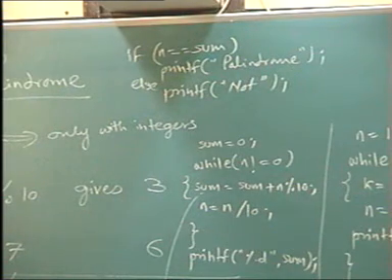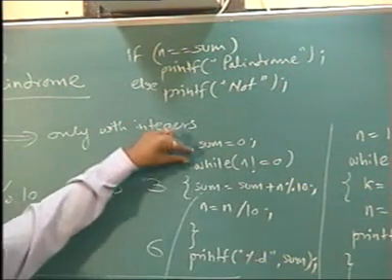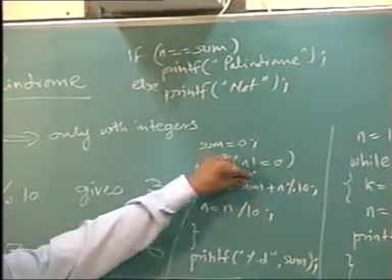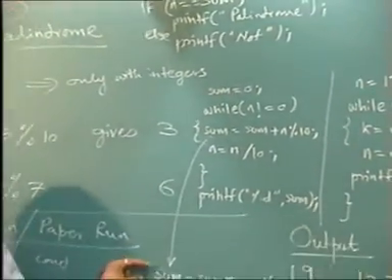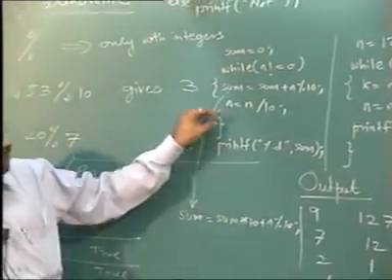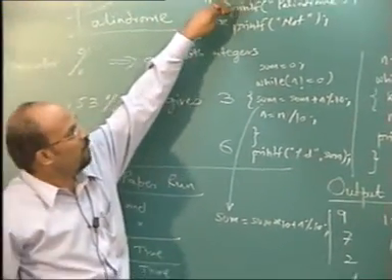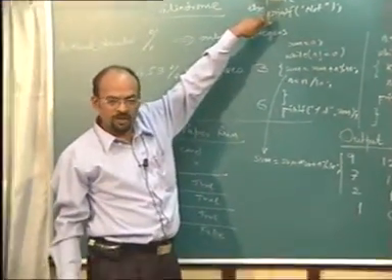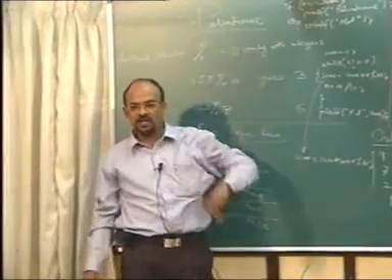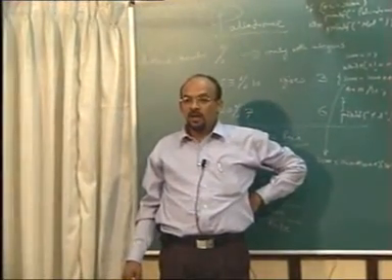How will the program be? Accept n, sum equal to 0, while n not equal to 0, this statement, n equal to n by 10, print sum. If n equal to sum, printf palindrome, else printf not palindrome. It's a program to check whether the given number is a palindrome.